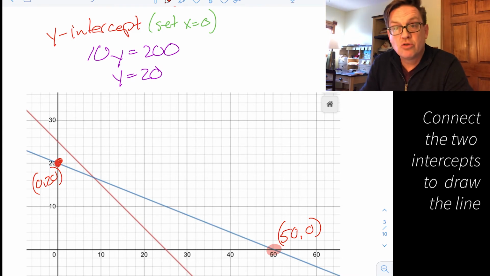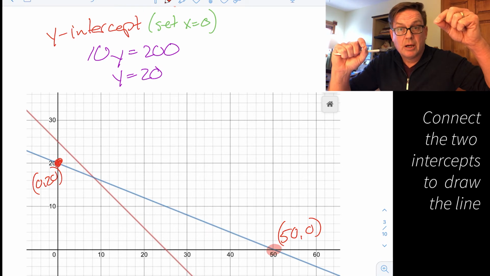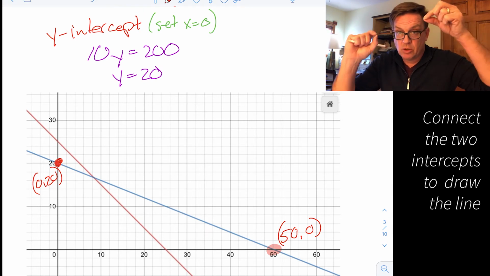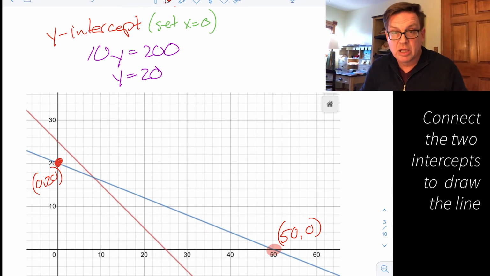You can graph those two equations using whatever methods you want, either solve for y and use the slope-intercept form, or do the two intercepts. Find the x-intercept and the y-intercept. You have your two points and you can connect the line pretty easily.